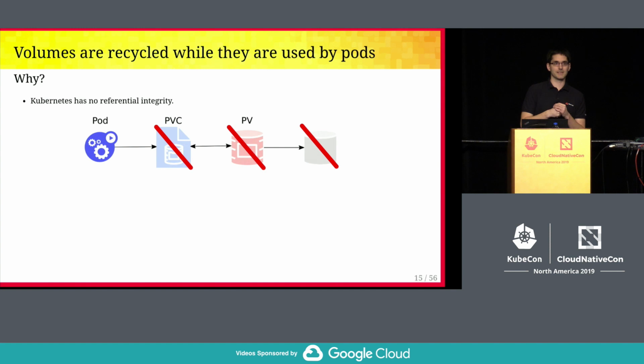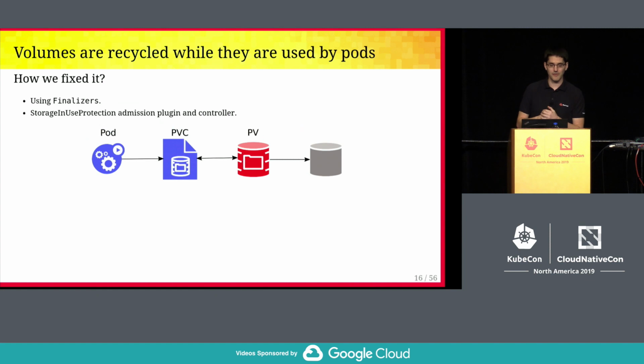This error is not that serious because the user asked for the data to be deleted. They deleted the claim, just the order was not right. The pod was still running. How did we fix it? We introduced finalizers. Finalizers are a Kubernetes concept. It's a field in every API object in the API server.